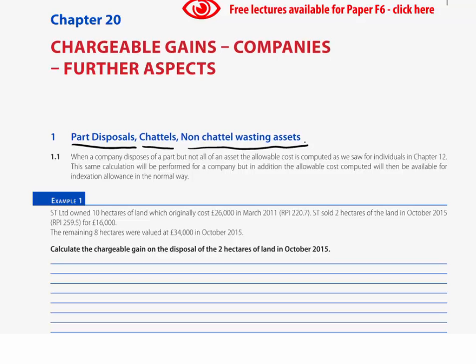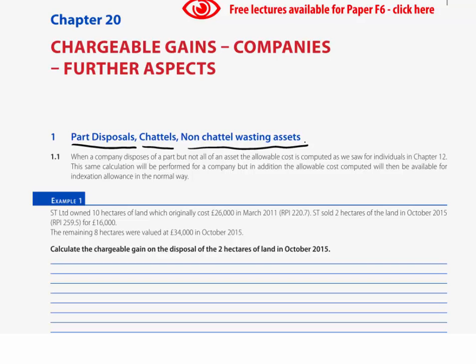This is not tricky. Then again, when dealing with non-chattel wasting assets, again covered within Chapter 12, an example there dealing with the copyright, the only new thing coming in terms of corporate tax is indexation allowance. So this should be a very easy section, doing the things that we did for individuals, but where applicable, where there are gains otherwise arising, then applying an indexation factor to an allowable cost and deducting the indexation allowance.